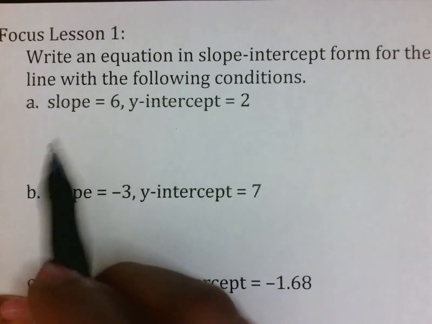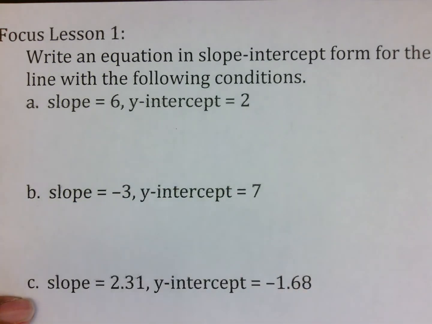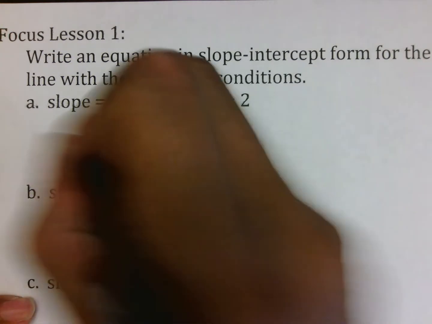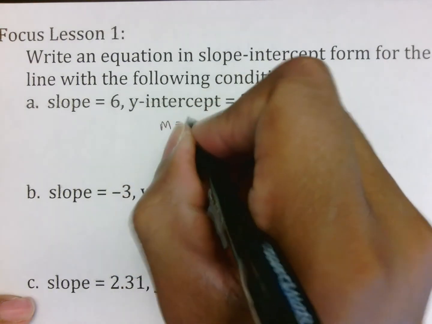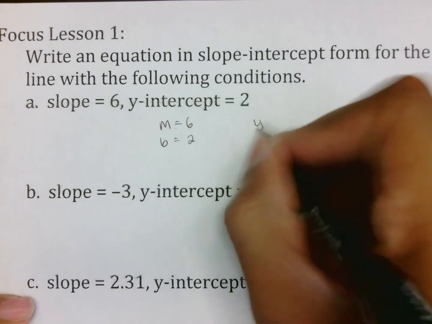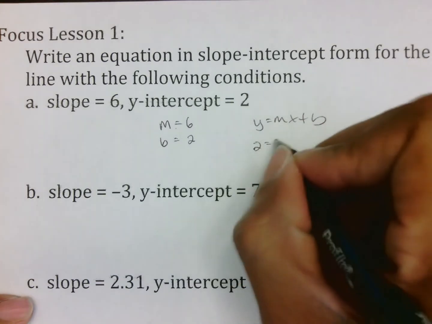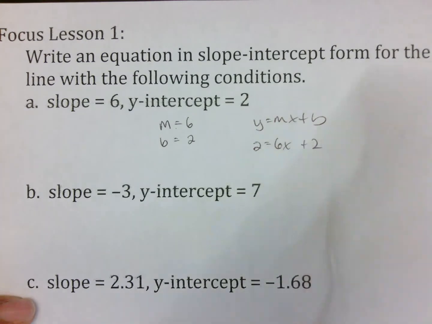Write an equation in slope-intercept form for the line with the following conditions. Slope of 6, y-intercept of 2. Again, we know that m represents slope, which is 6. We know b represents y-intercept, which is 2. And we know that the formula is y equals mx plus b, which means it's y equals 6x plus 2. All right?